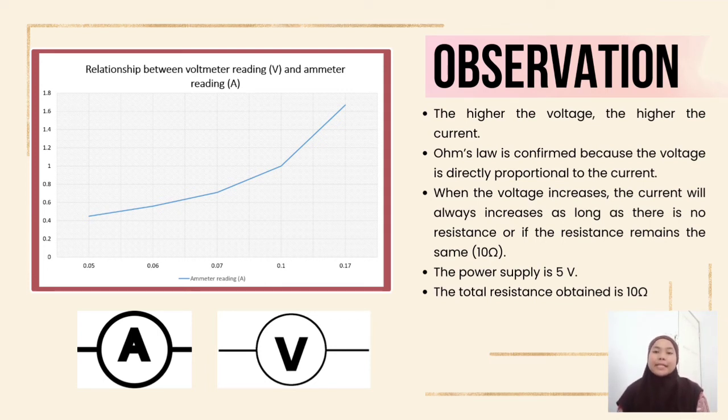For example, in this experiment, the voltage increased from 0.45 volt, 0.56 volt, 0.71 volt, 1.0 volt, and 1.67 volt, while maintaining the same resistance, so the current increased each time the voltage increased. The law can be shown by dividing voltage by current to obtain the value of resistance. The total resistance obtained is 10 ohms based on the above calculation. Therefore, the higher the voltage, the higher the current.